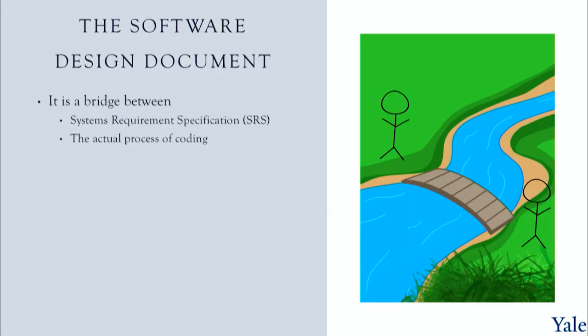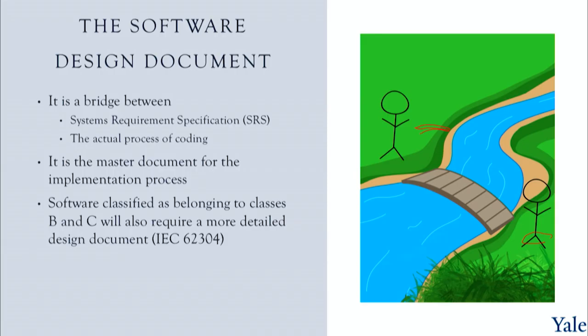It's another bridge, and it's a bridge between the system's requirement specification and the actual process of coding. So this document takes the information from the senior software engineer standing on this side of the river down to the coder who's standing on this end of the river, and the bridge is how the information is going to be transferred over. It is a master document for the implementation process, and depending on the classification of the software, so if you're dealing with Class B or Class C software, this may require a more detailed design document in addition to this. So this may be the high-level document, and there may be a second document that takes that high-level design and breaks down to even smaller steps to ensure safety in the process, that we have spent more time thinking about what we're going to code before we actually code it.